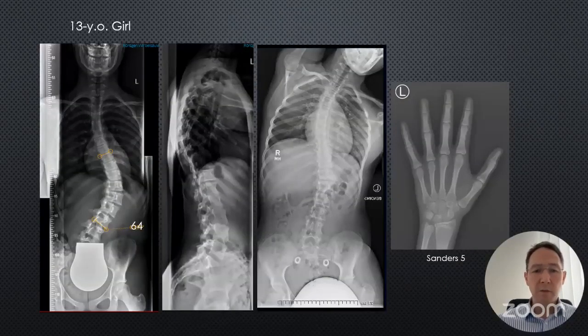So my experience, this was one of my first patients. Young patient, 13-year-old girl, 64 degree, very flexible, and she's still immature. Not in the growth spurt, but still immature. Just go into yourself. What would you do? T4 to L4 fusion, and we hate to do it. I know, I still do fusion, and everyone hates to fuse a kid to L4, and even L3 is not great.